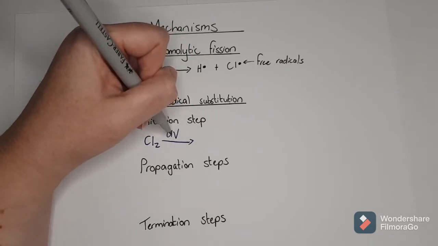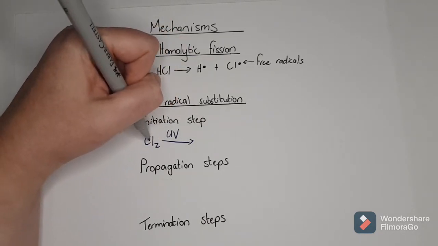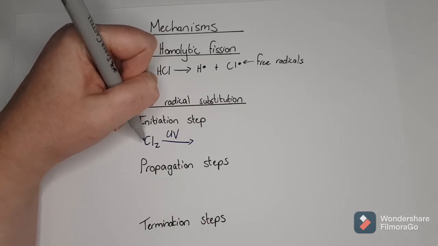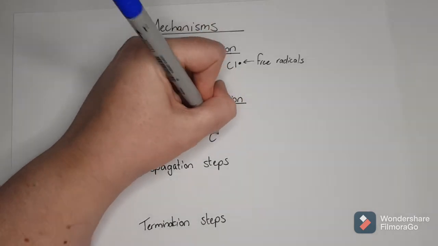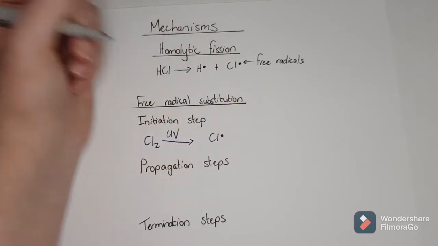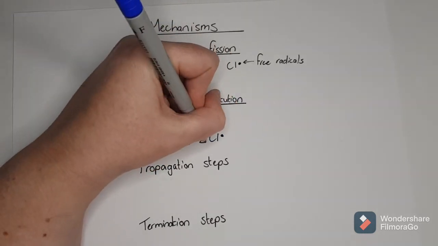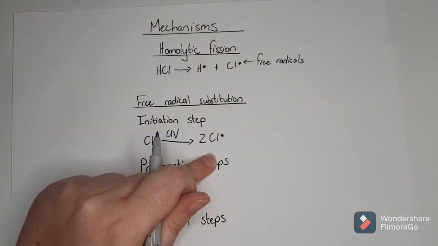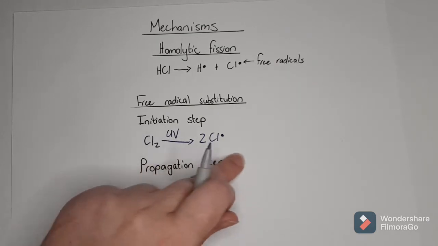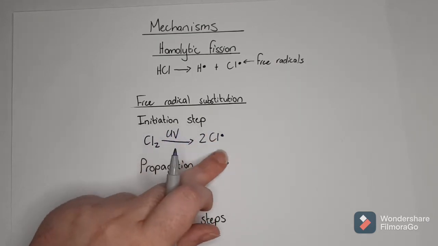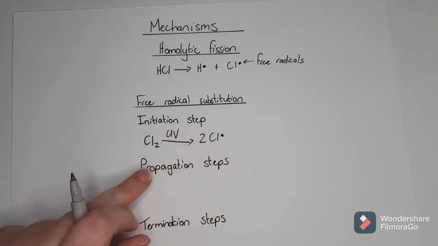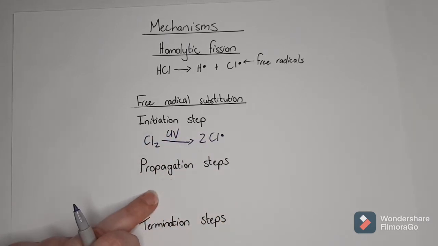And when that UV light is applied, it's going to take the bond between the two chlorine atoms and split them so that each one takes one of the electrons. So I have two free radicals. So this is the initiation step. Now that I have the free radical, then I can move to the propagation steps.